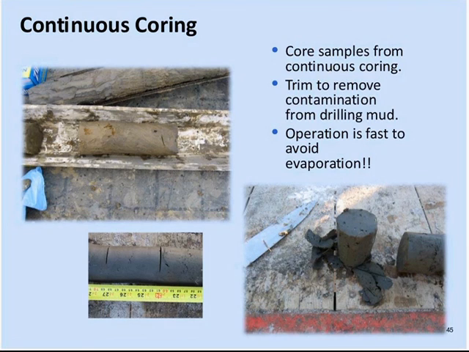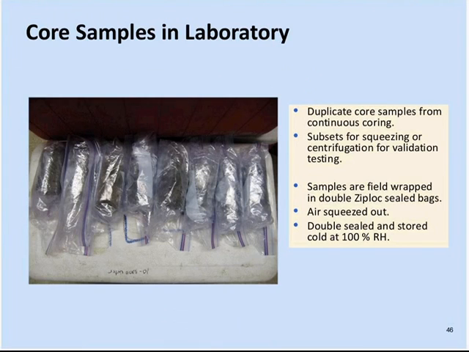Basically, we take continuous cores from core tubes, as shown on the top left. On the bottom right, if drilling muds are used, we need to trim the cores to remove any drilling mud from the sample. On the bottom left, we cut it into pieces, depending on the type of vertical resolution that you're aiming for. Because we're dealing with core material, we don't want evaporation to happen, so this needs to happen very quickly. The core comes up, we act very quickly, hopefully within minutes, and get these cores into their bags. And this is how they're stored.